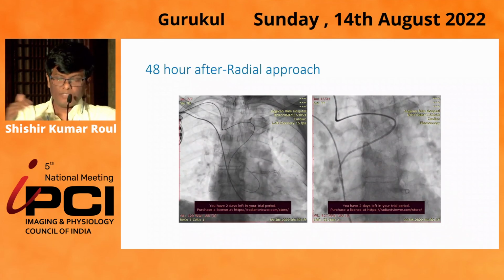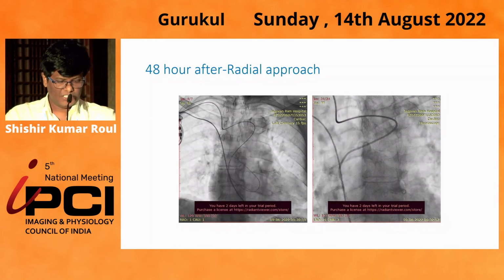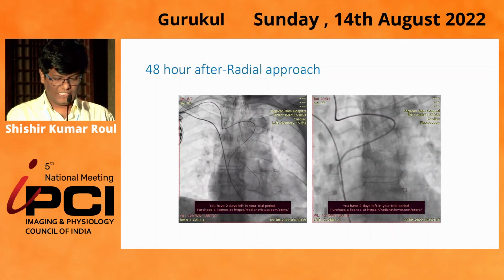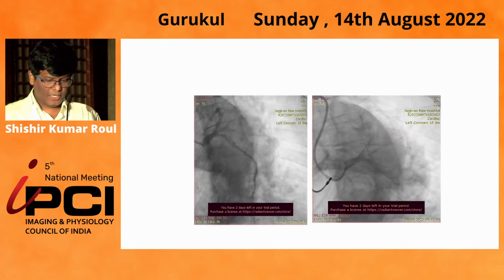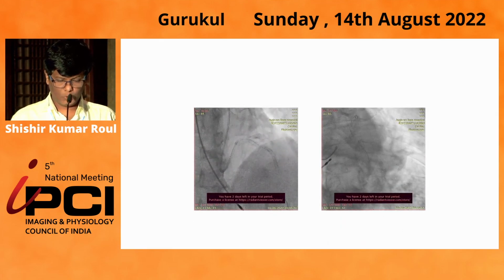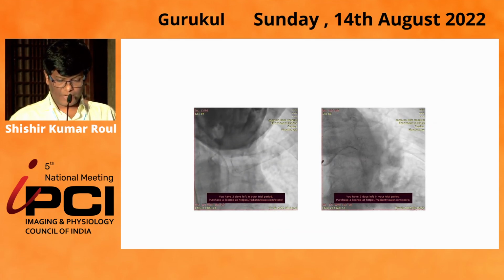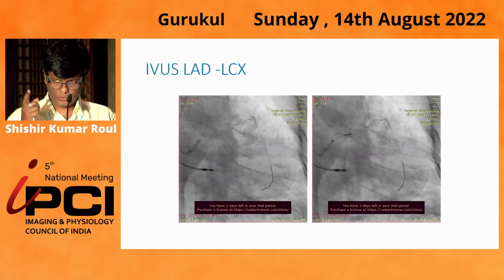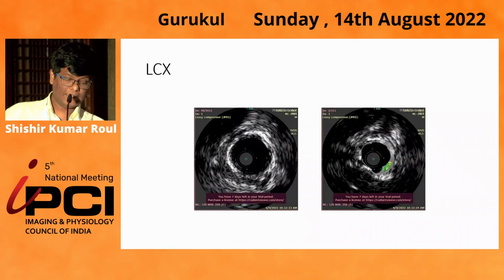Now I changed my approach from femoral to radial, and that is not a big story, no big history and no big junk. You can see so much tortuosity, and the RCA is okay, and my vessel is flowing. Now I'm lucky enough. I took my guide wire to the LAD, and at the same time I was able to take a wire to the circumflex also. So now I took the IVUS to both the vessels, that is circumflex and LAD.